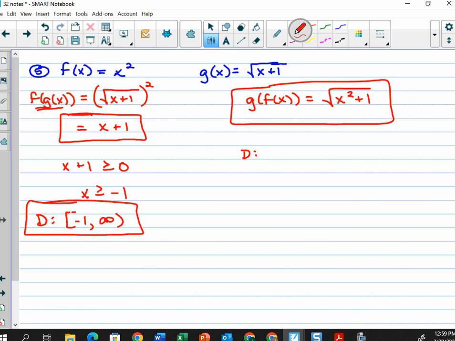No, because what happens when you square a number? It's positive, and if I add 1 to it, it's more positive. Okay, so your domain on this one is all real numbers.